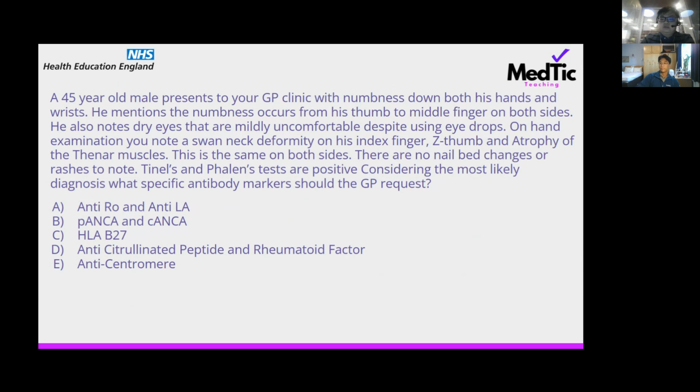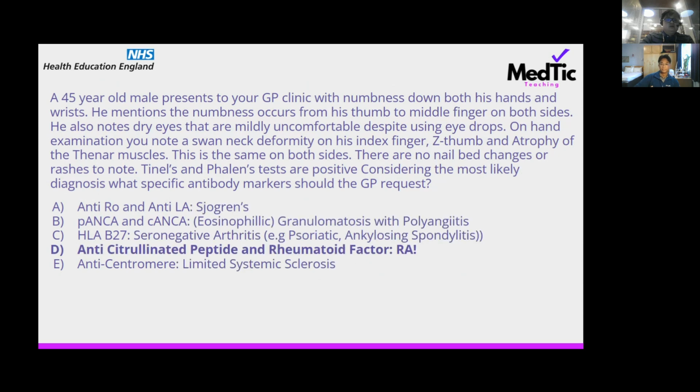Right, some good responses over here. If we just go to the next slide, that will show the answer. What this stem describes is a classic presentation of quite a late rheumatoid arthritis. As you can see, the most likely antibodies that we want to test are anti-citrulline peptide and rheumatoid factor. I've put over here the answers for all the other antibodies and the related conditions as well.